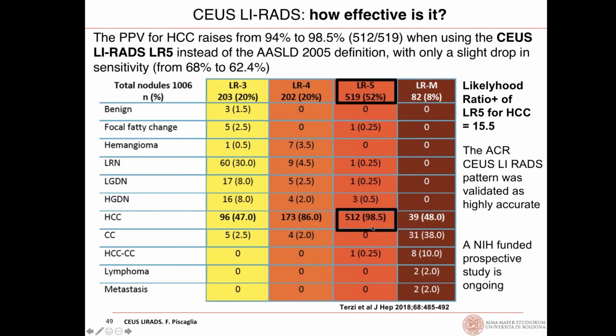When we see LR5, 98.5% of the lesions are HCC. So very high positive predictive values. When they are LR4, it is 86%. If they are not hepatocellular carcinoma, they are regenerative nodules. While, as you can see here, with this system there is no more misdiagnosis with cholangiocellular carcinoma, because they all fall in LR-M.